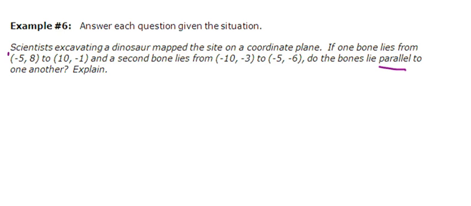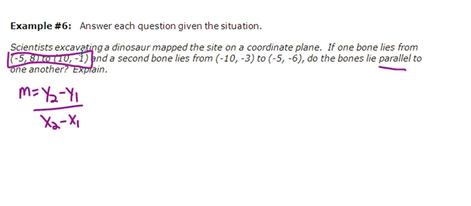So I'm going to take the coordinates of the first bone and find the slope. We find the slope, right, by y2 minus y1 over x2 minus x1. So, if I follow that, it's -1 minus 8 over 10 minus -5. -1 minus 8 is -9. 10 plus 5 is 15.